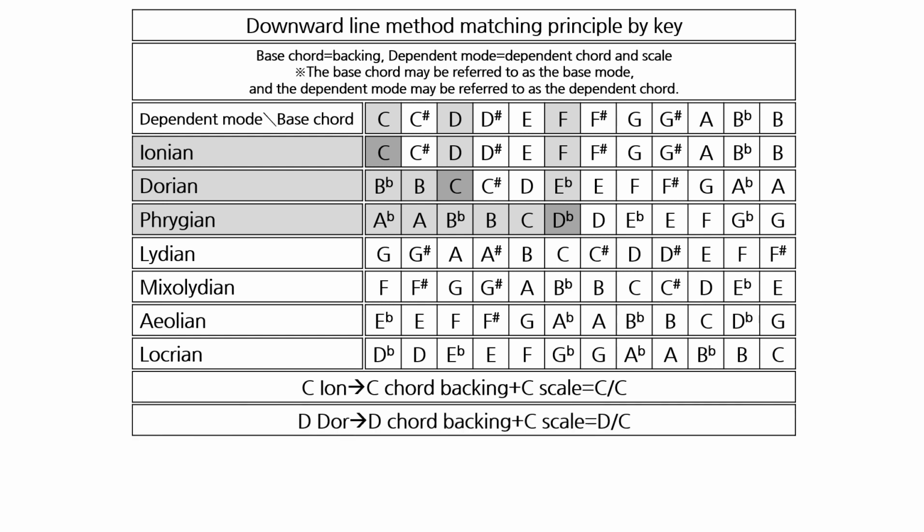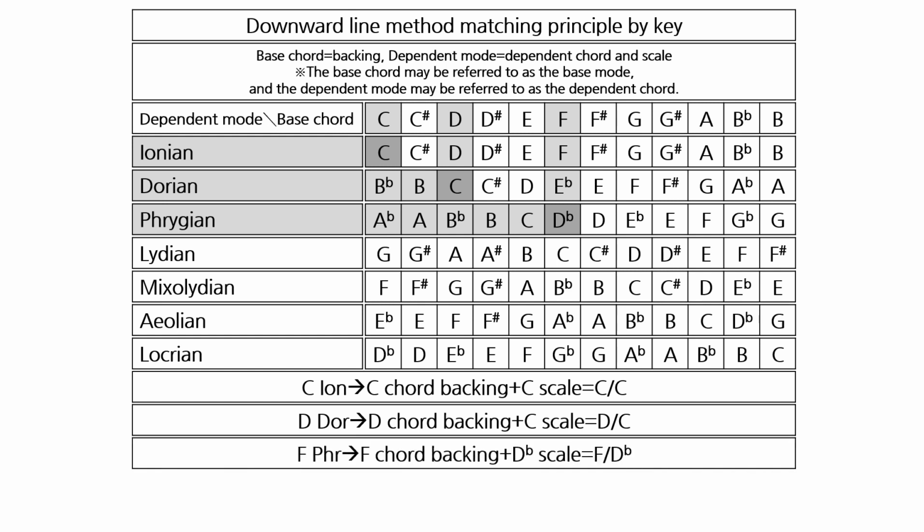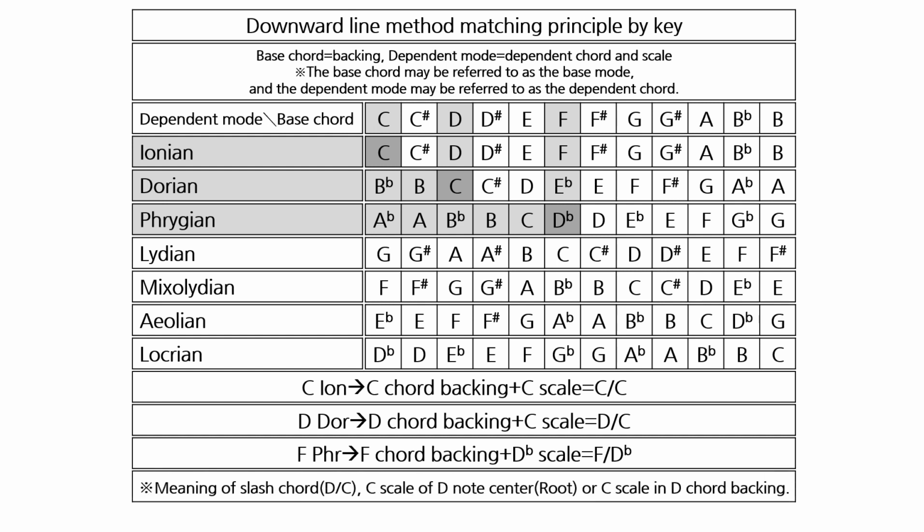Also, when the bass chord D and the dependent mode Dorian are combined, it is called D Dorian. This is a combination of the D chord and the D note centered C scale. Let's look at one more last example. When the bass chord F and the dependent mode Phrygian are combined, it is called F Phrygian. This is a combination of the F chord and the D flat scale centered on the F note. That is, the meaning of D/C means the C scale with the D note as the center note or the C scale in the backing of the D chord.